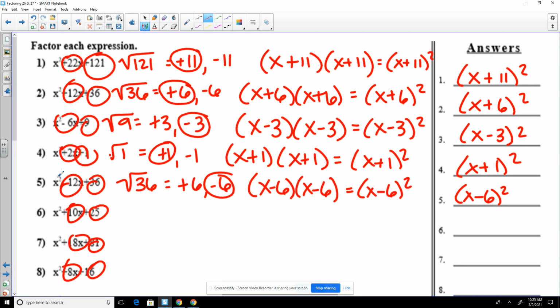Okay? So when you pull up the PDF, your answer sheet is on there where you can double check your work for extra practice. Okay, so those are the first 3 sections.